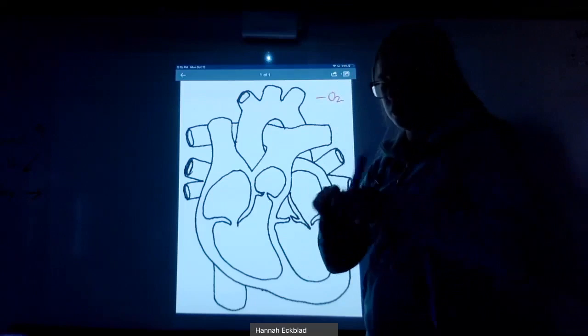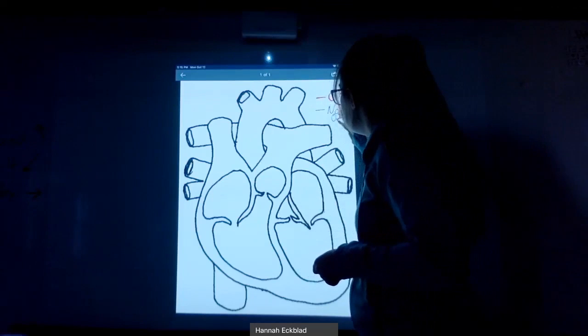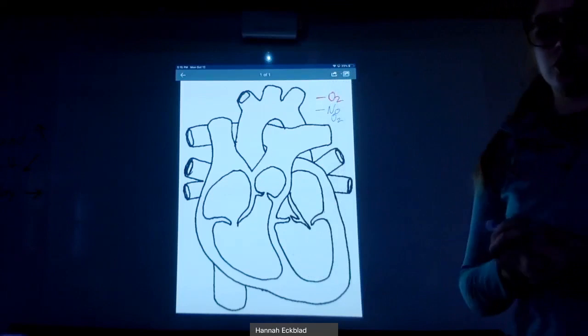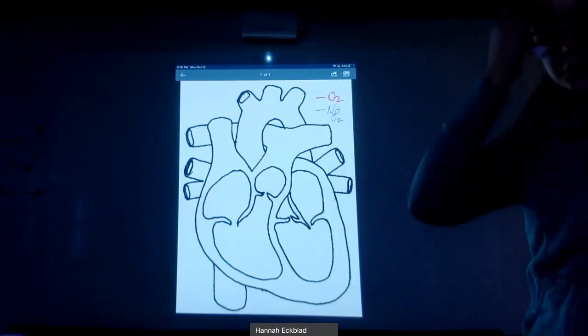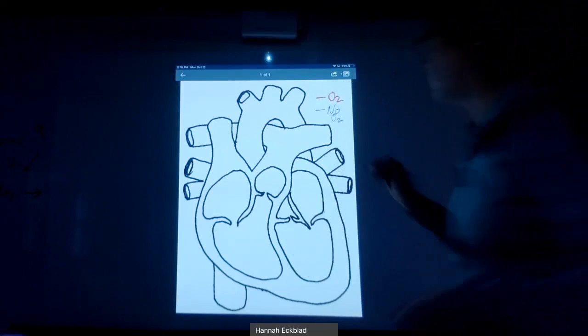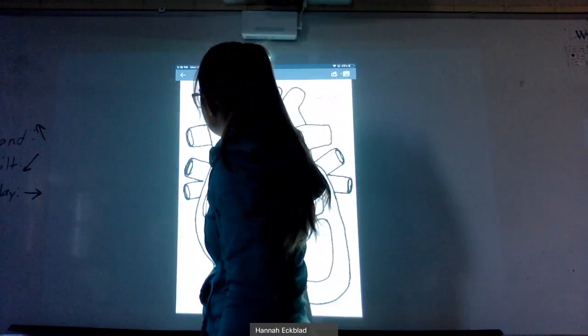Red has O2, blue, no O2. And it doesn't actually have no O2. It just has very little O2. So, our journey is going to start the same place as it did last time. Blood is coming from the body.